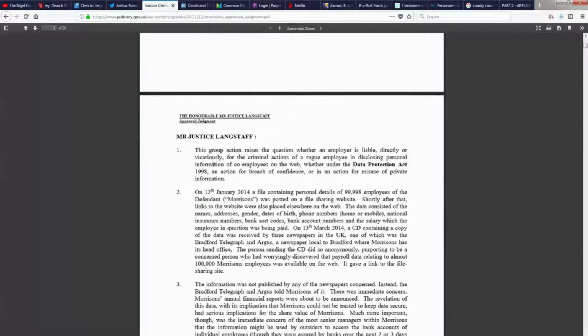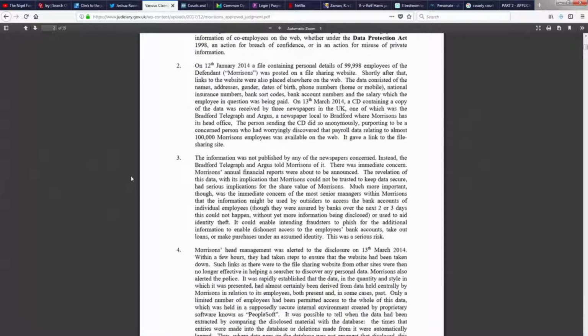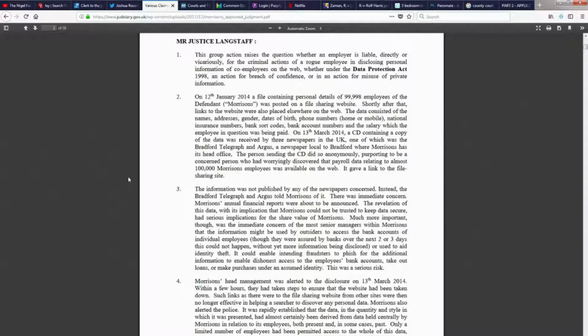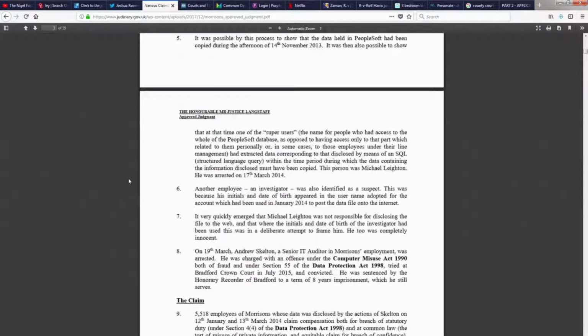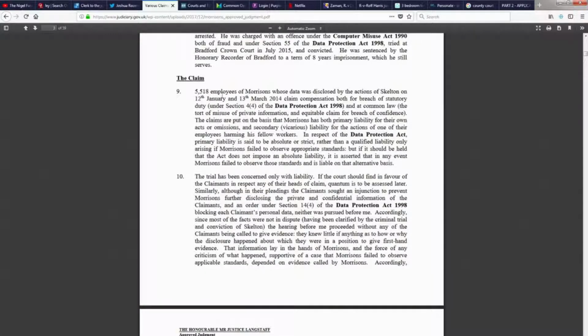Now, essentially, from what I was reading, I'll scroll down. You can freeze the page. Freeze. Have a read. But from what I read, there was a Data Protection Act breach. And the claim, here we go: 5,518 employees of Morrison's whose data was disclosed by the action of Skelton on the 12th of January, blah blah blah. So basically a load of private information on employees was given out by the actions of Skelton and not necessarily Morrison's. And this is a breach of statutory duty.